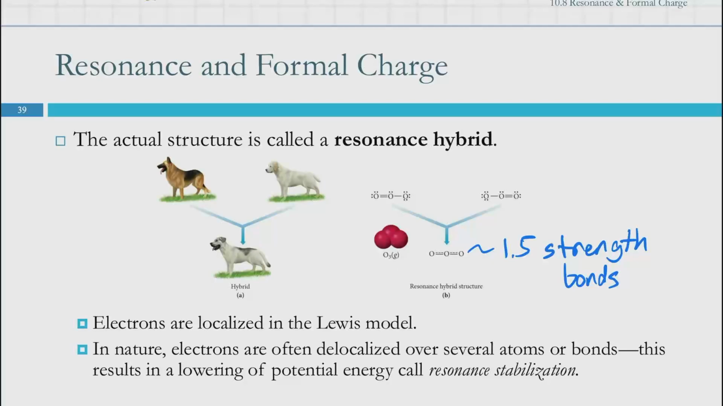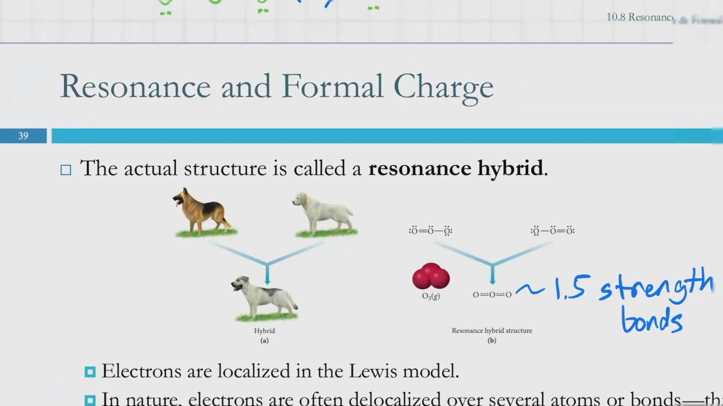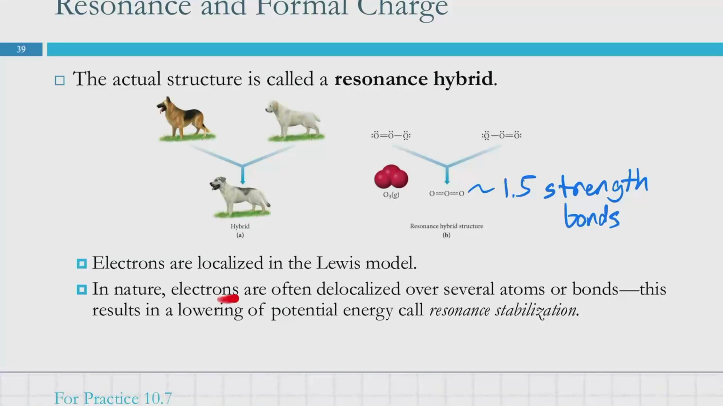That's what, if you can see here, there's the whole line, and then there's the dashed line. The dashed line's like that. It's about half strength bond. In nature, electrons are often delocalized, like they can move back and forth over several atoms or bonds, which results in lower potential energy. It's more stable, and we call that resonance stabilization.